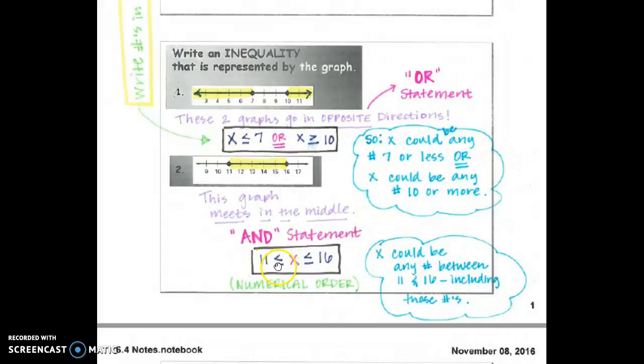If that's the case, both of these signs are going to be less than or equal to signs in this case. It could be less than signs in the future, but they will be at least less than signs in numerical order, because x is greater than or equal to 11, but at the same time is less than or equal to 16. So x could be 13, x could be 15, x could be 16. However, x cannot be anything on the opposite sides of that graph. So it couldn't be 17, it couldn't be 0, etc.